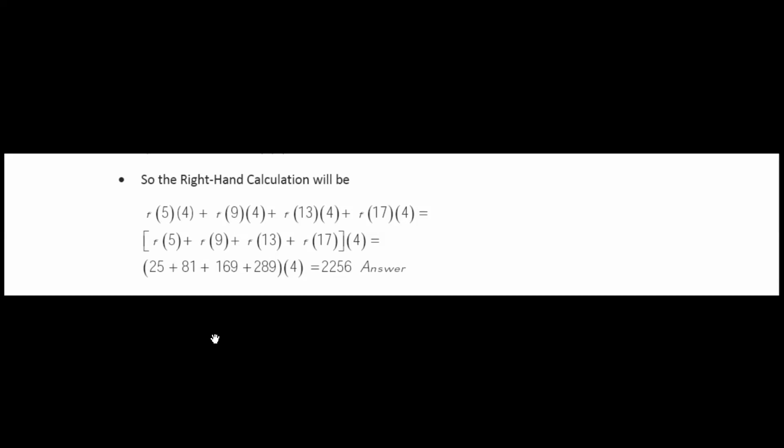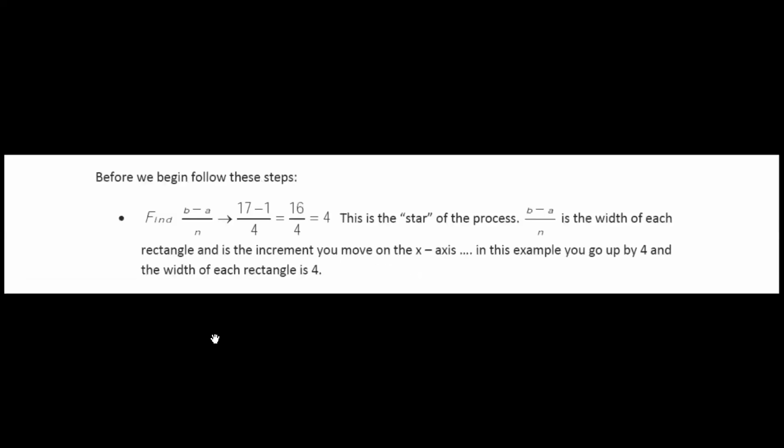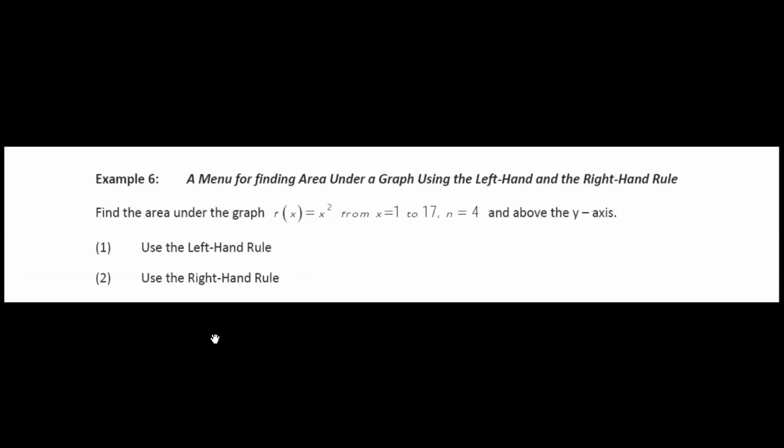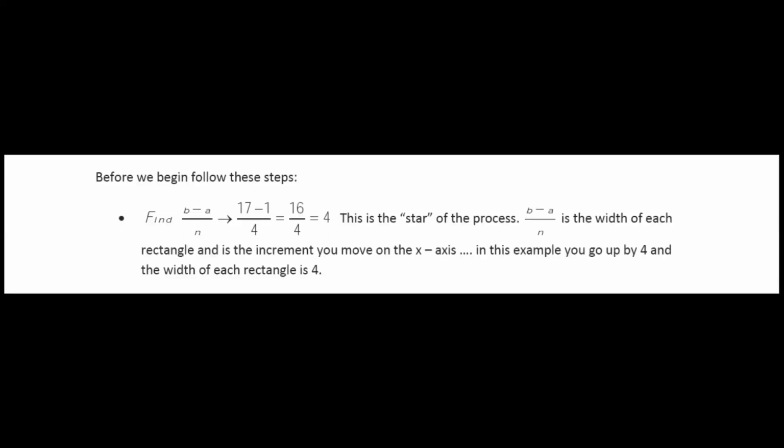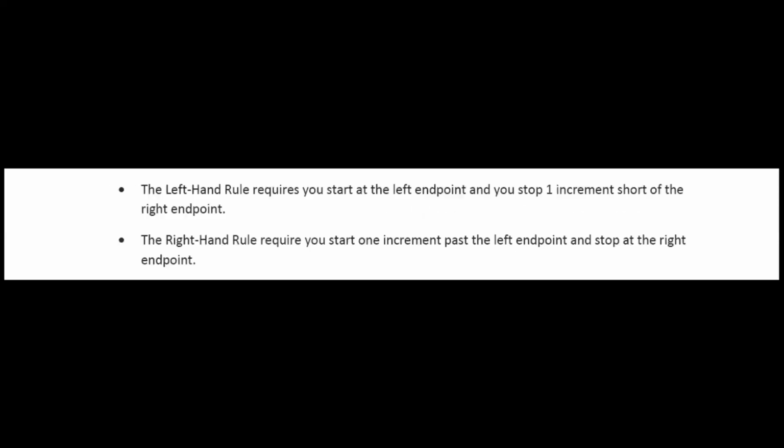Now, this is a great problem for you to look at because it really tells you, do you know what you're doing? In other words, there's a rhythm to this thing. First thing you do when you get to the problem, you take and find your b minus a over n. That's your width, and that's your increment.